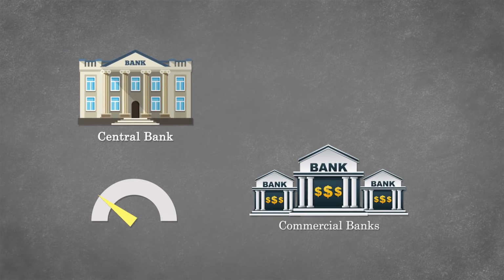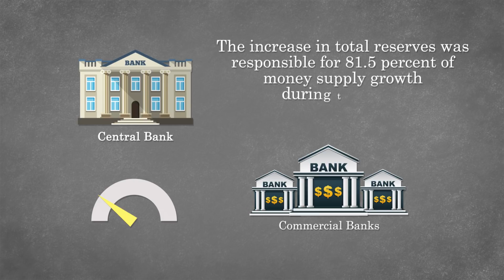By keeping discount rates below market rates, the Fed gave banks a permanent access to credit. This was quite relevant to the overall increase in reserves. And the increase in total reserves was responsible for 81.5% of money supply growth during the boom. There is no doubt that the government was in favor of inflationism.